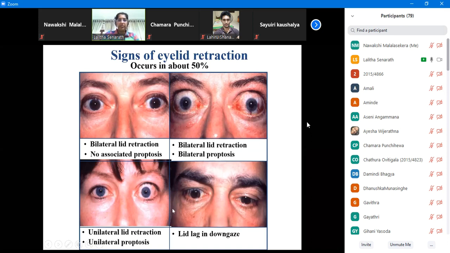And this is a unilateral case. This side seems to be normal, but this side is proptosed and there's a lid retraction. And you can see when the patient looks down, the right eyelid is not coming down, but the left eye comes down normally with the down gaze movement. That is unilateral thyroid ophthalmopathy. This is also an asymmetrical, unilateral thyroid ophthalmopathy.